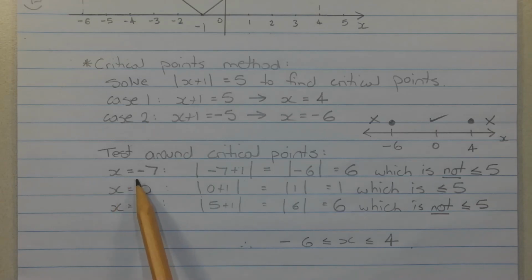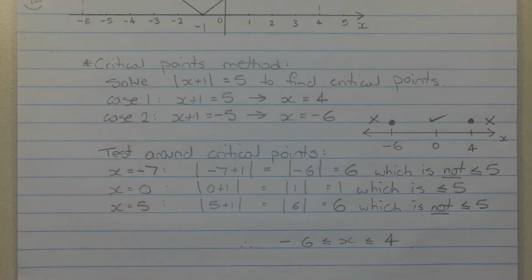So testing x equals negative 7, I'm going to substitute negative 7 into the inequality. So the absolute value of negative 7 plus 1 is equal to the absolute value of negative 6, which is equal to positive 6, which is not less than or equal to 5. Hence the inequality is false. And I've put an X there to indicate that.